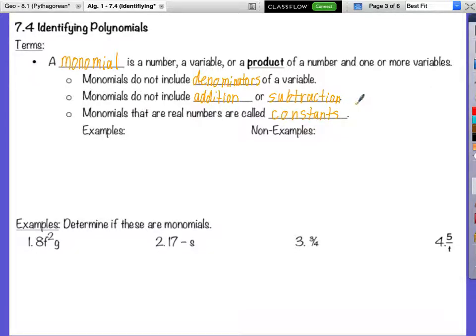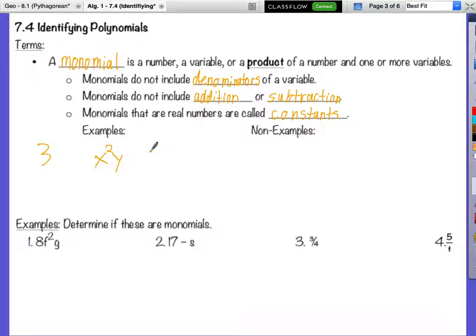So some examples of monomials. Underneath this examples part, we'll put some examples of monomials here. So some examples are 3. That's a monomial. It's considered a constant because it's just a real number. There's nothing else with it, it's just a constant. You could also have x squared y.